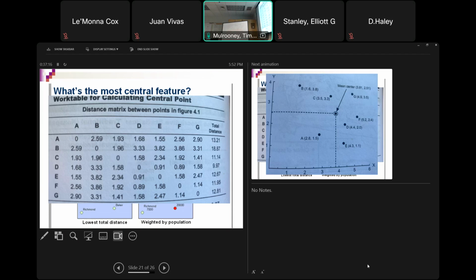From A to B, it's 2.59. From A to C, it's 1.93. From A to D, it's 1.64. One of the neat things in our network analysis is that we can calculate graphs that look like this.